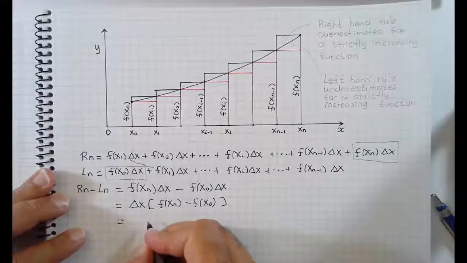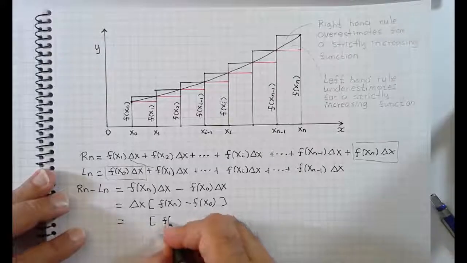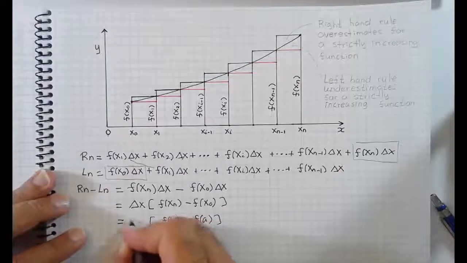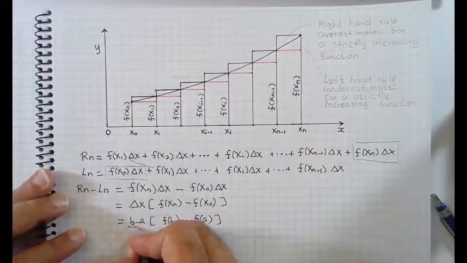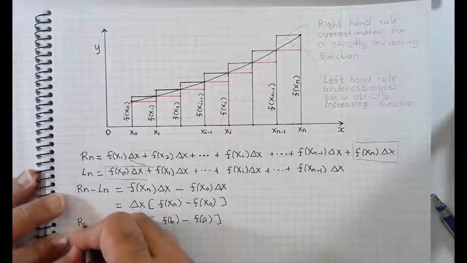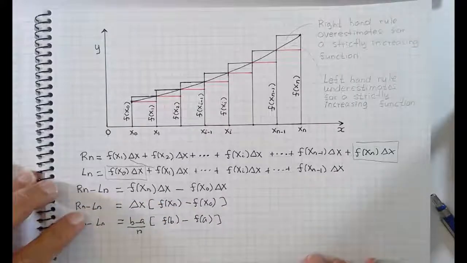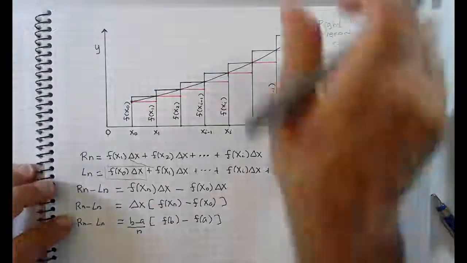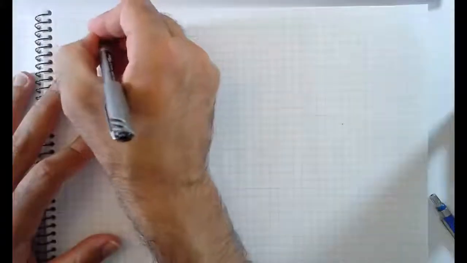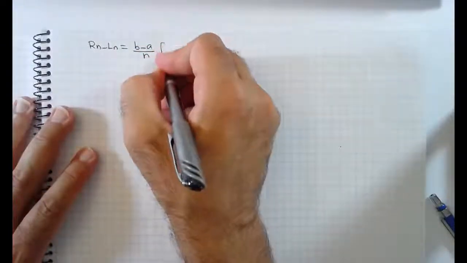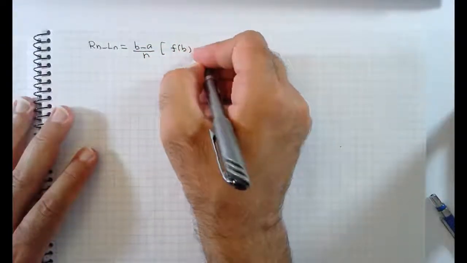But we saw before that f of xn is just f of b. f of x0 is just f of a. And delta x is (b minus a) over n. This is Rn minus Ln, the difference between the right-hand and left-hand Riemann sum. Okay. Now let's rewrite that. Rn minus Ln is equal to (b minus a) divided by n times (f of b minus f of a).